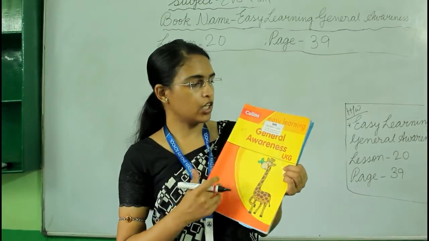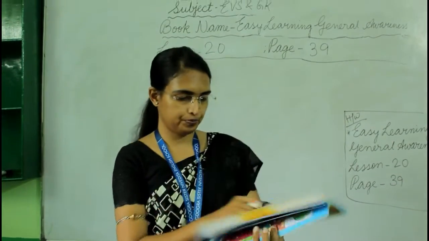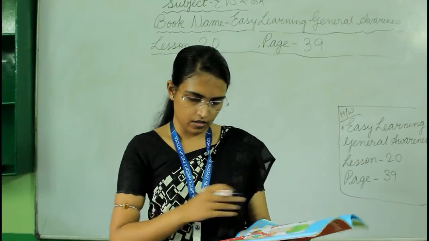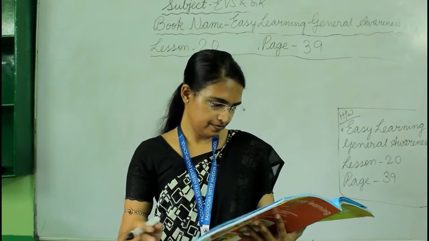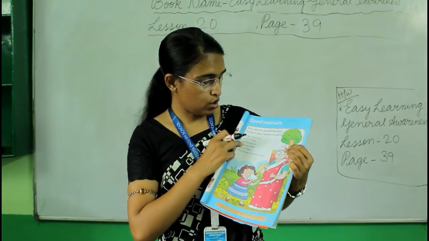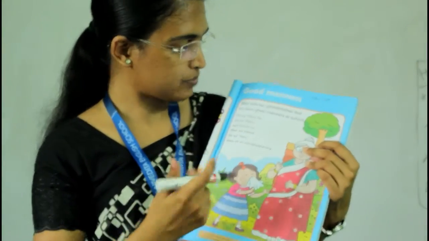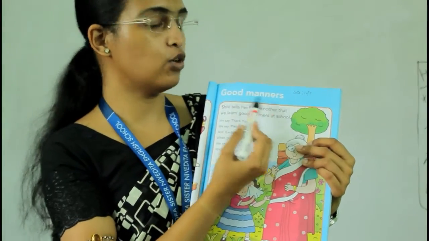Okay, now take out your Easy Learning General Awareness book. This one. Now open page number 39. This one. So here what you have to do. What is the topic? Good manners.